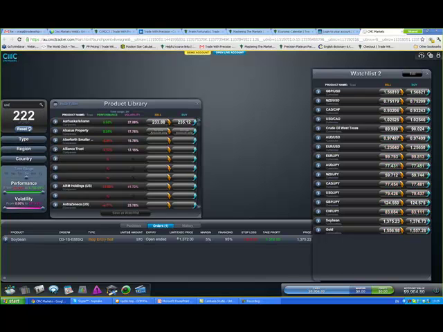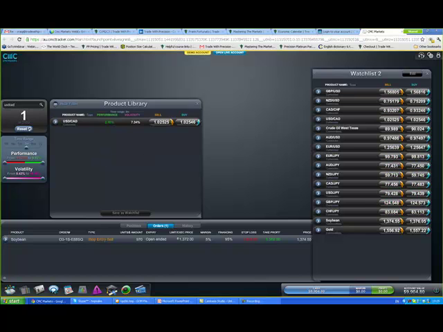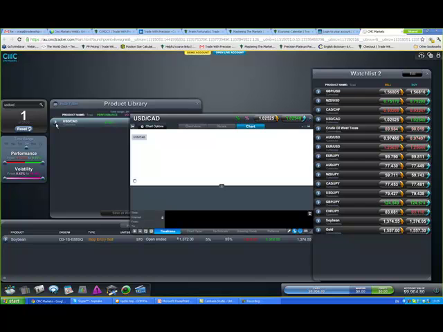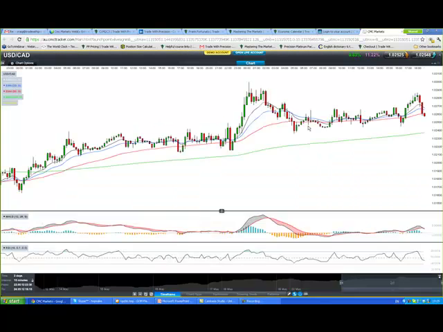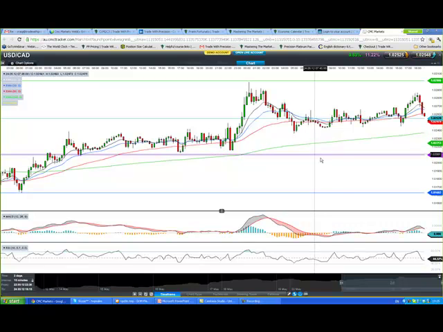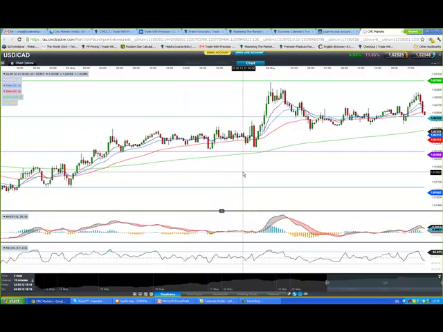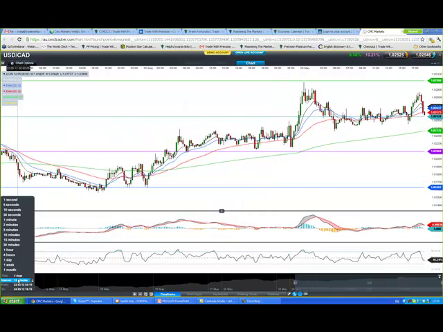Let's have a look at US dollar CAD. Okay, dollar CAD. Just blow it up. Okay, dollar CAD. Well, not a lot going on there. Not in the 15-minute time frame. Let's go back up to the daily.